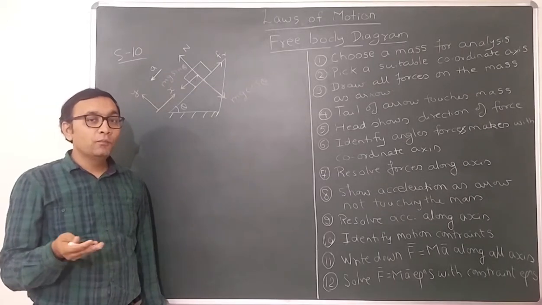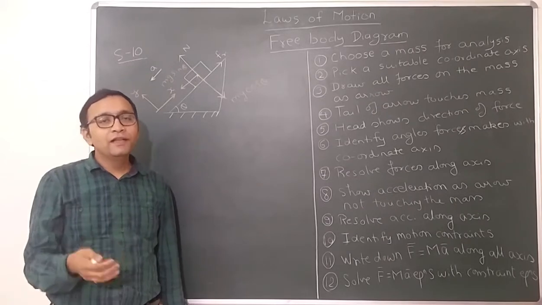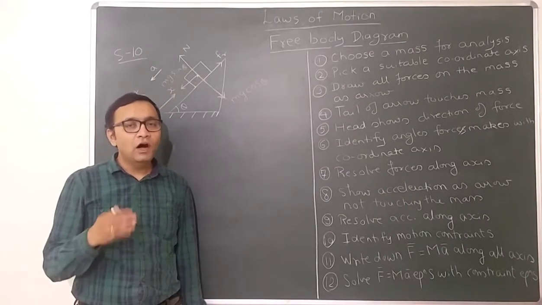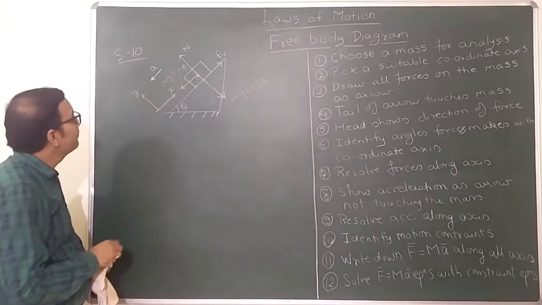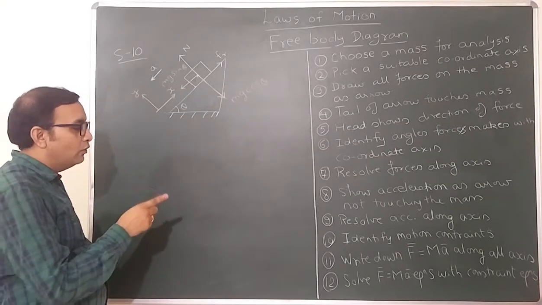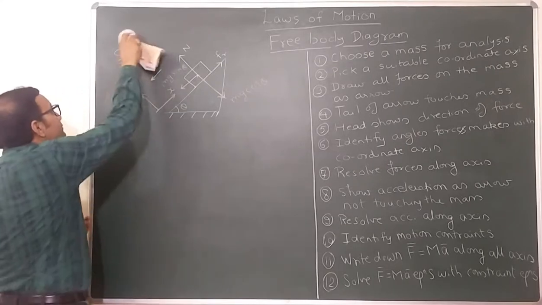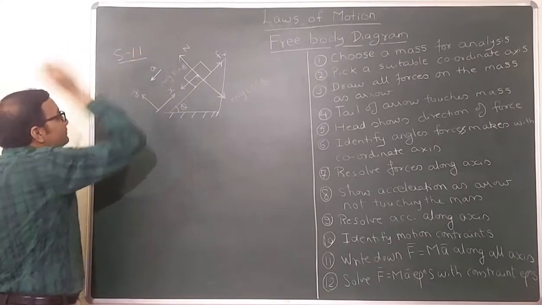So there will be a separate video on constraint motion itself, where we'll deal with some of the not so obvious cases and learn how we deal with such tricky situations. So this is step number 10. Step number 11 says write down force equal to mass times acceleration along all axes. So let us do step number 11 for this particular case.